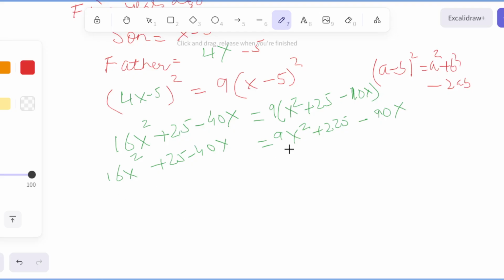No. So now bring it to the 16x squared minus 9. You were playing with it. Oh my god, this is.